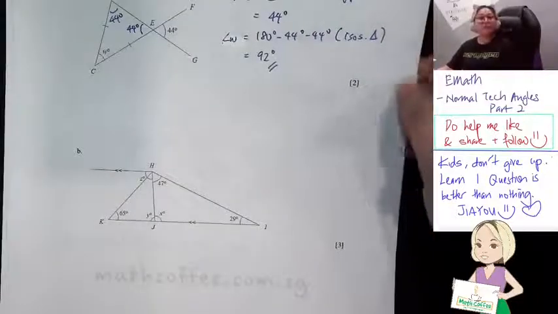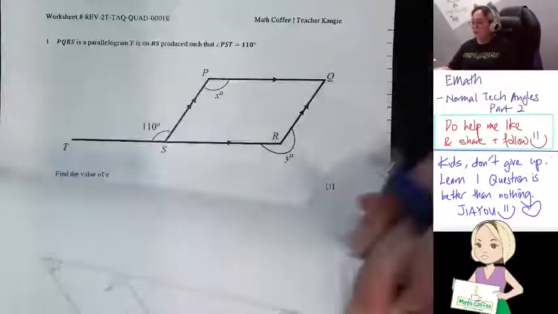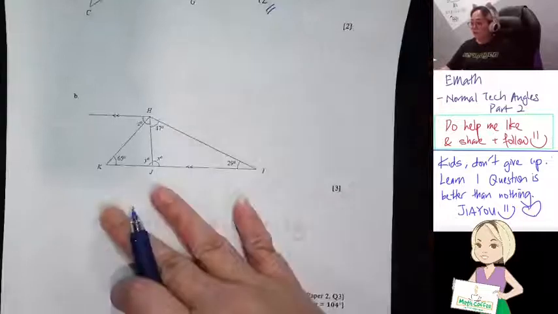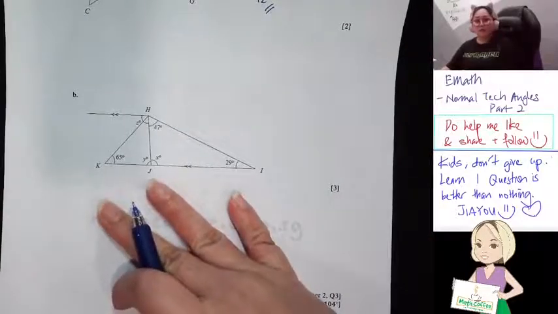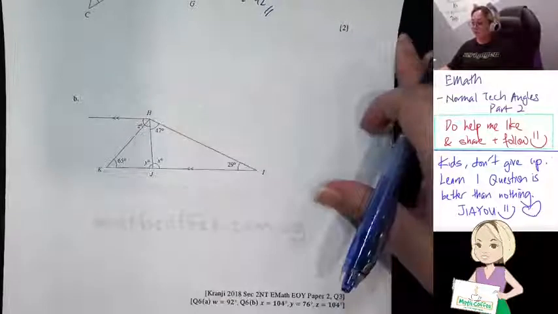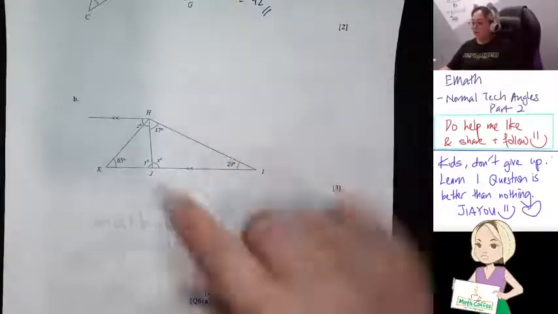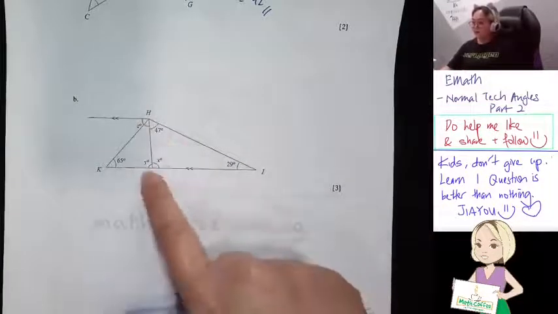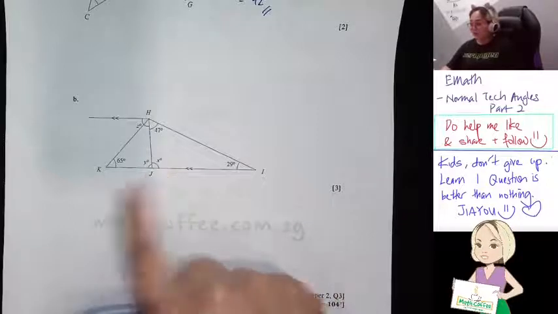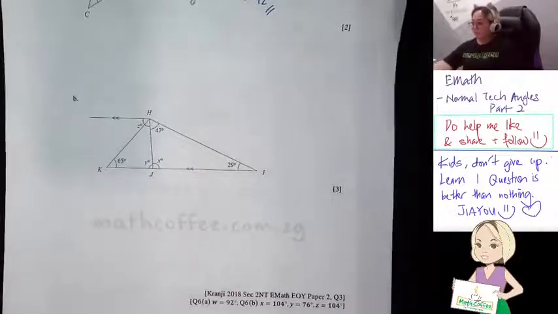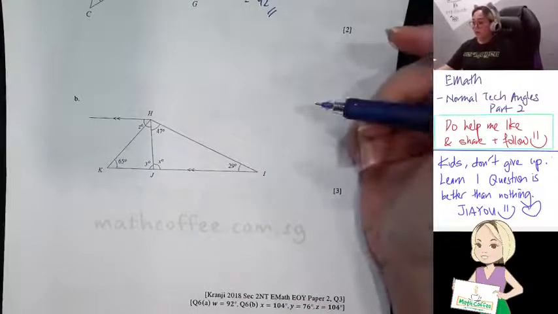Okay. Come, let's continue. Now, we start to increase a little bit of difficulty. There are a lot of triangles and you have three unknowns inside. You have the Z, you have the Y, you have the X. So you need to find them accordingly, okay? So let's see what we can do first.